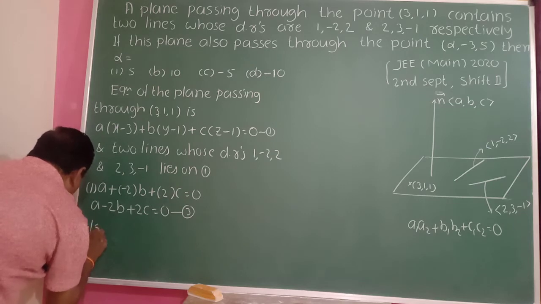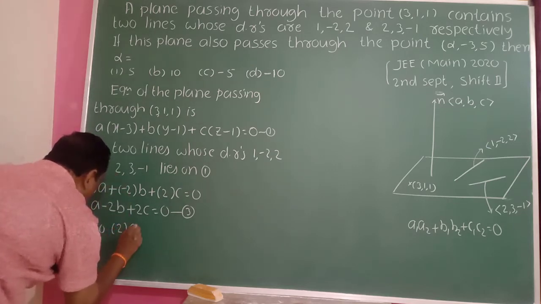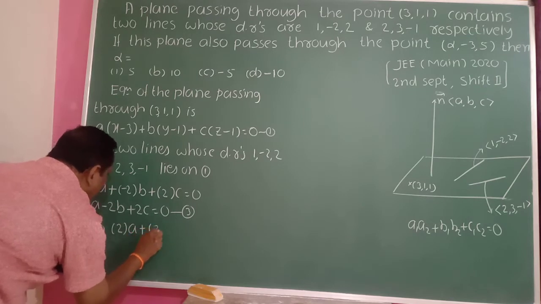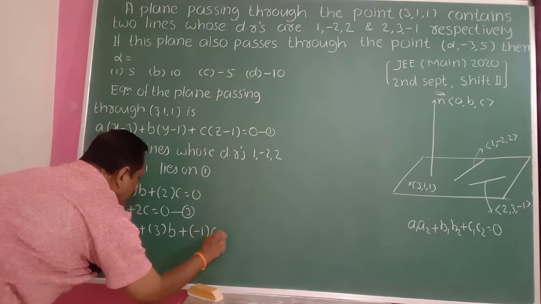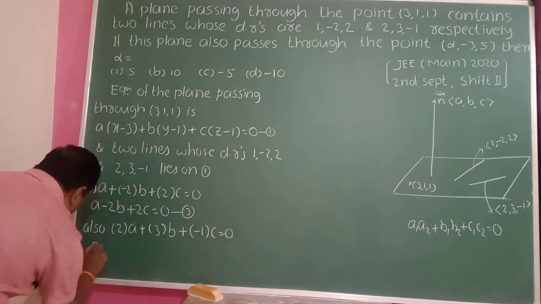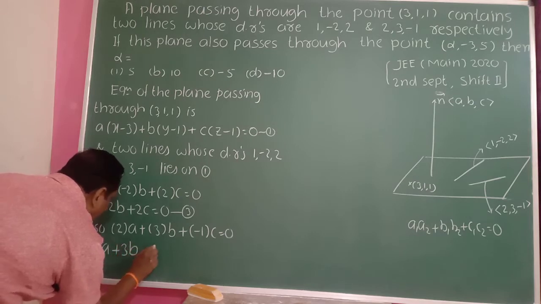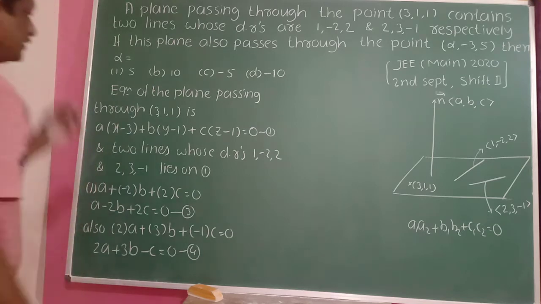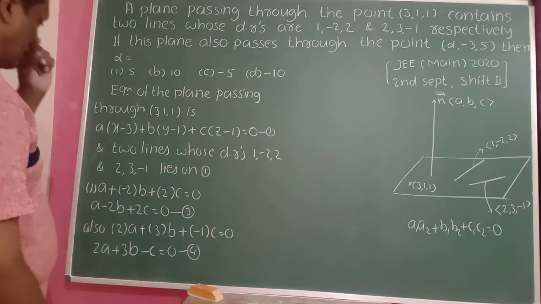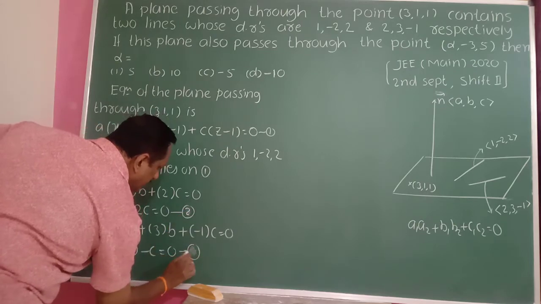Also, take 2 into A plus 3 into B plus minus 1 into C is equal to 0 here. Therefore, 2A plus 3B minus C is equal to 0. Take this as equation number 3 here.